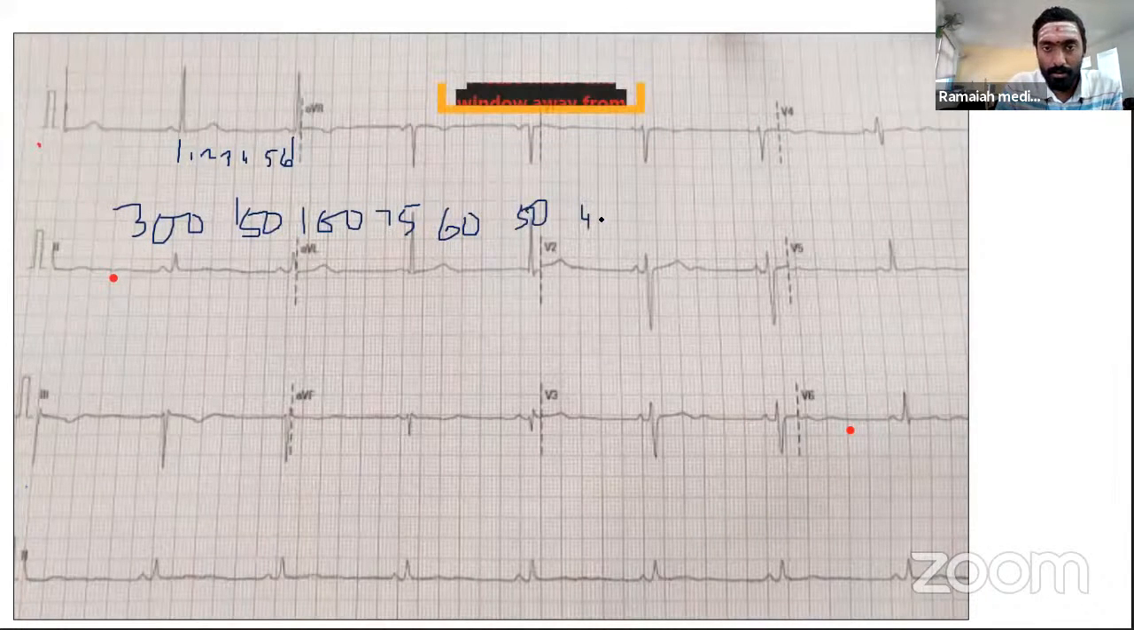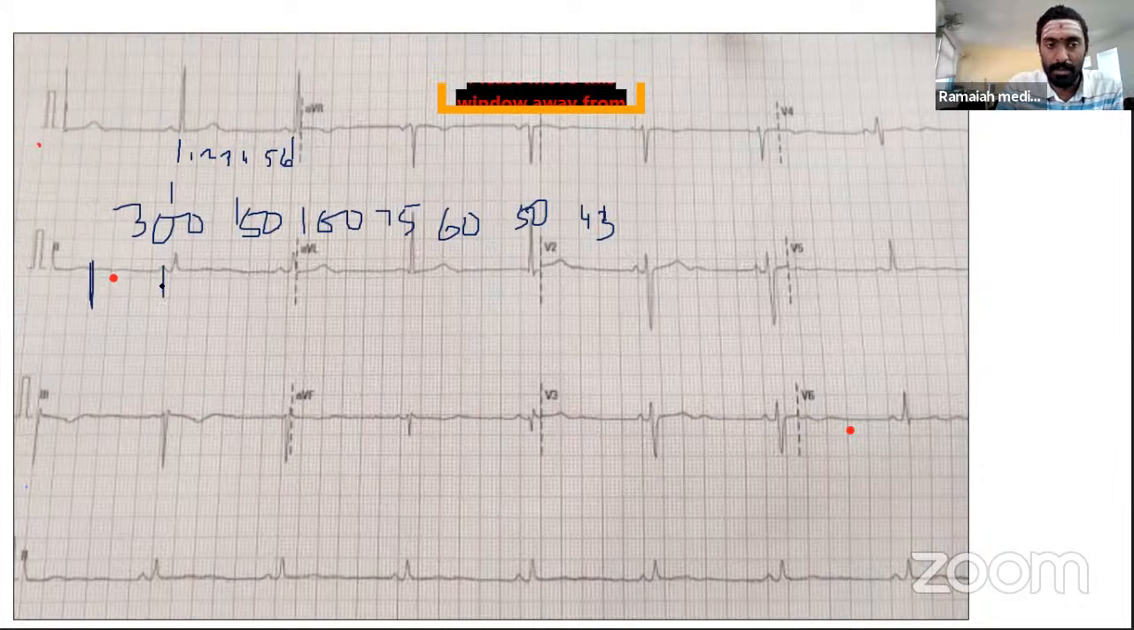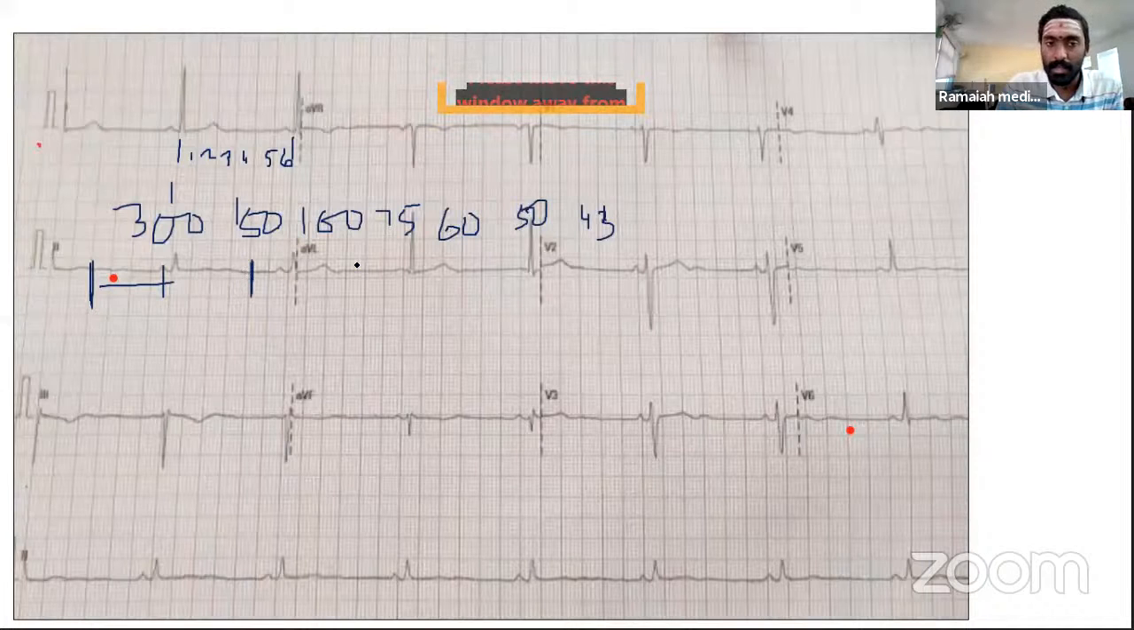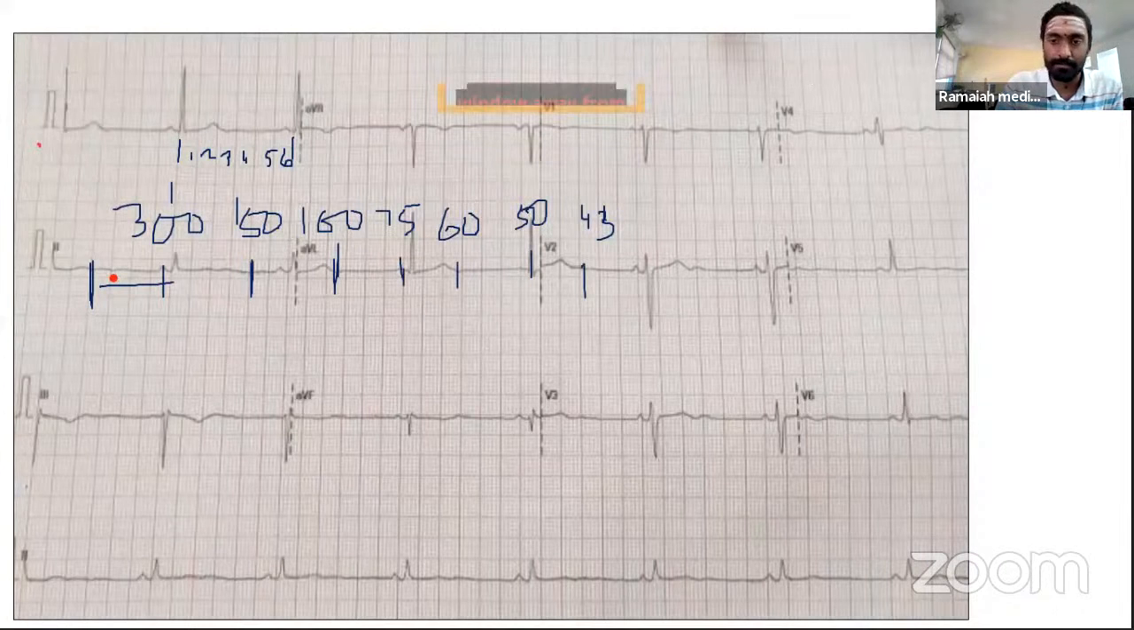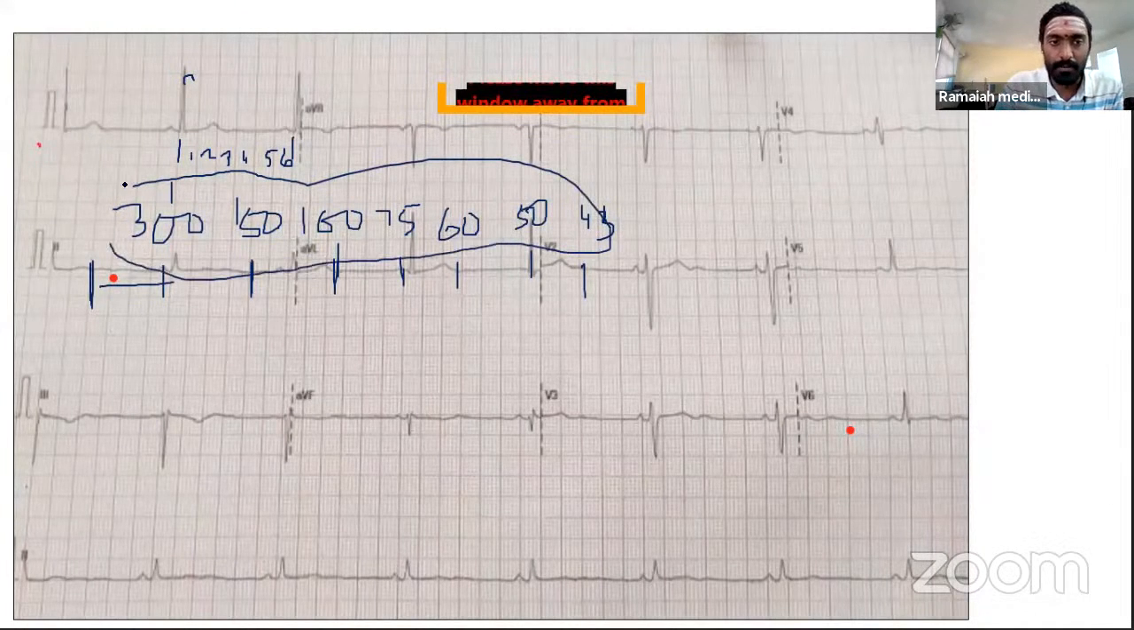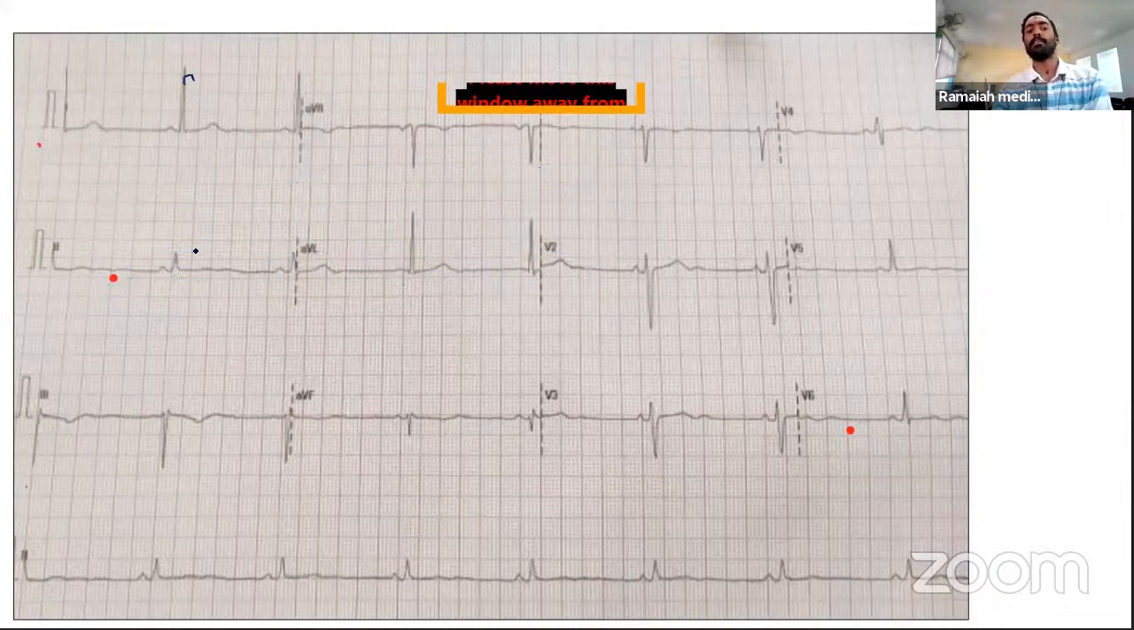If this was my first R wave, and the second R wave was supposed to be here, then it would be 300. If the R wave was here, it would be 150. If here, it would be 100. Then 75, 60, 50, 43. Correct, 50, perfect. I just go marching on like this. You just have to remember these values so that very quickly you are able to assess the rough heart rate.